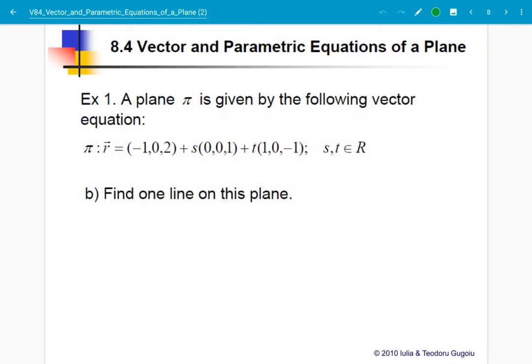Find one line on this plane. Okay, we need R naught and one direction vector, so one line on the plane. We have -1, 0, 2 is on the plane, and one direction vector. There we go. That's a line within the plane. I could have taken the other direction vector. It would also have been a line in the plane.